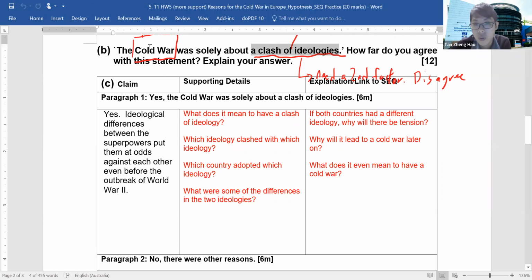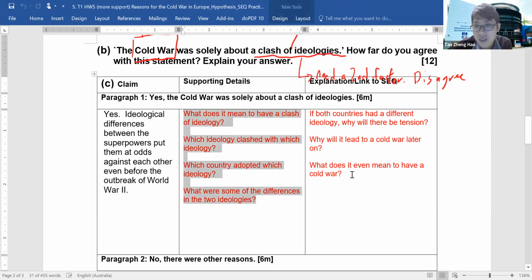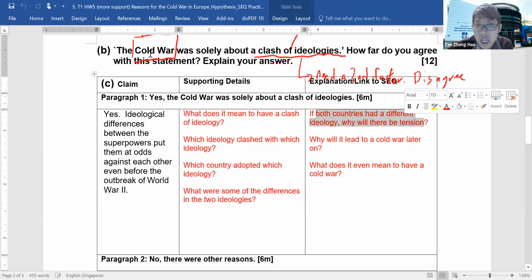Just now I got 1 ABCD, 2 ABCD, 3 ABCD. Which one of these points can you use? So sometimes it's not straightforward. So you need to memorize the big factors. And then when you look at a keyword like clash of ideology, ask yourself, which of the big factors can you use? Okay. So after you describe what is the clash of ideology, tell me why it will cause the Cold War.